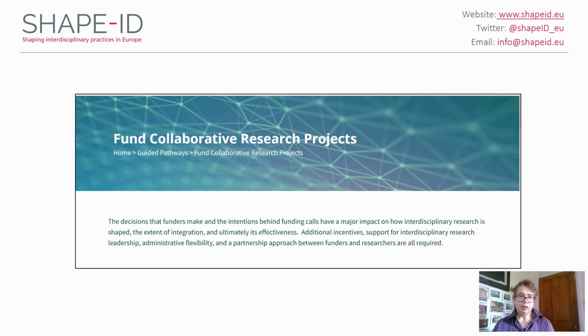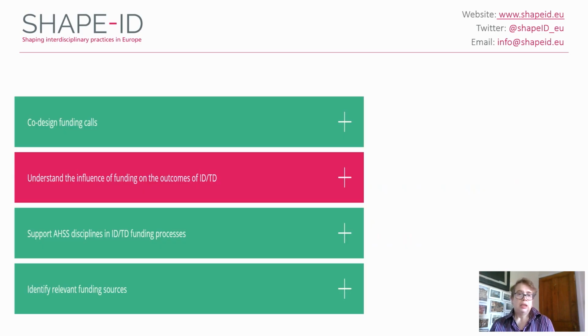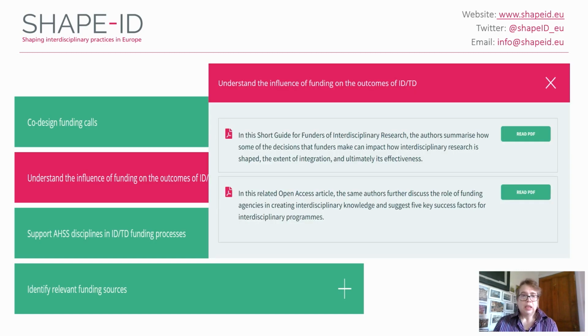Similarly, if we're talking about funding collaborative research projects, this is what the page looks like. Next slide, please. And this is the accordion. Next slide, please. And if you open it, it's about understanding the influence of funding on research and inter- and transdisciplinary research. We found it hard to find resources about specific issues in funding, particularly things like budgeting, which is a real problem for inter- and transdisciplinary research.